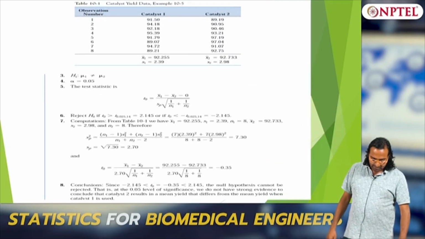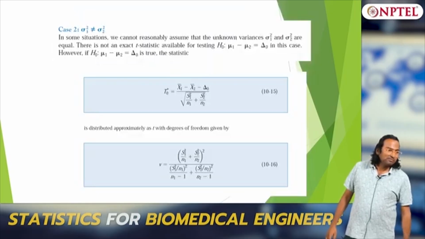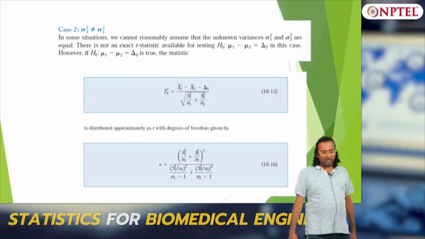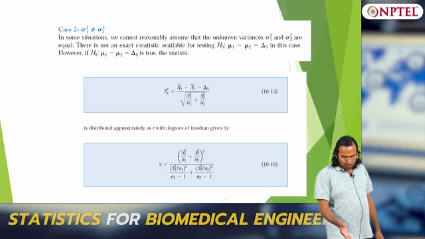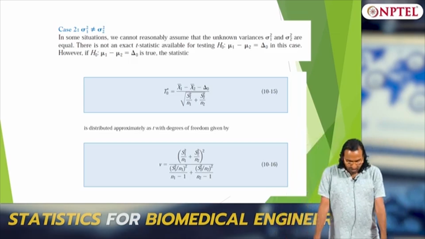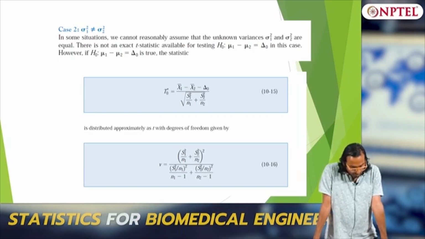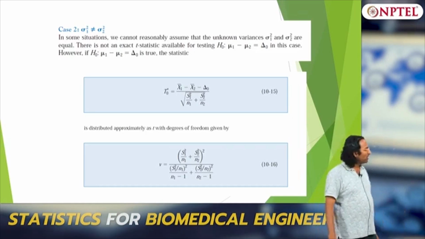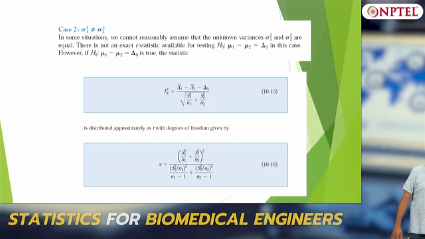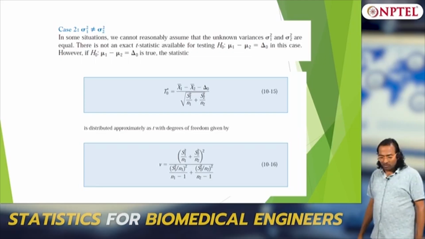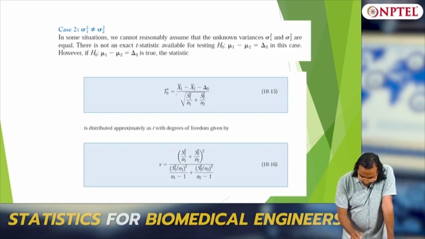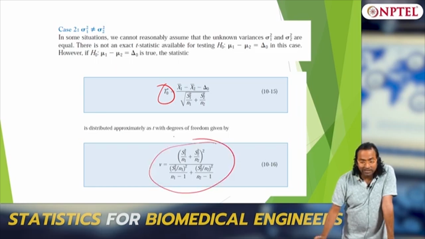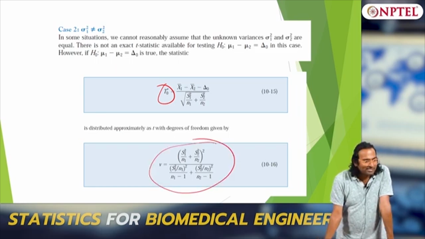The other one is naturally when sigma 1 squared is not equal to sigma 2 squared. In this case you do not have any clue, so you simply replace it with S1 squared divided by N1 plus S2 squared divided by N2. The catch here is that the two variances are different, and therefore it is a T distribution, still a T distribution, but with a complicated degrees of freedom. It is not a straightforward degrees of freedom.